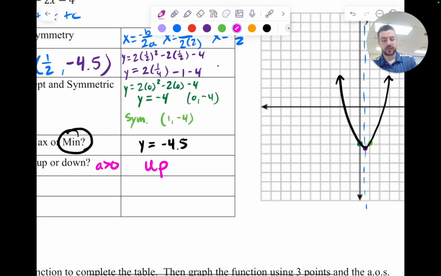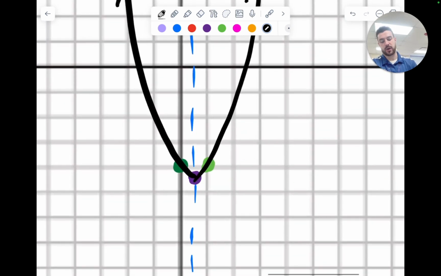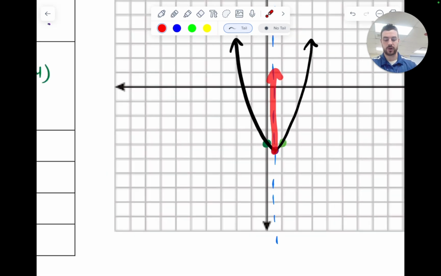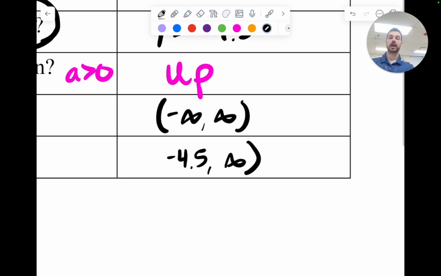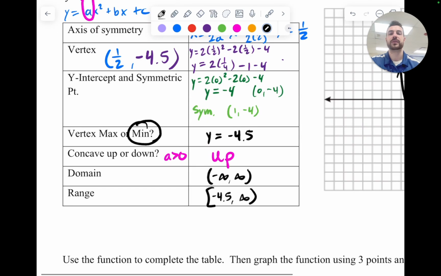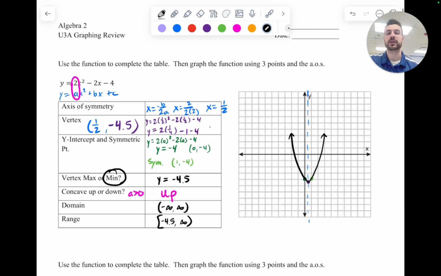Now, the domain of all quadratic functions is always going to be the same: negative infinity to infinity. And my range we just get from the graph: the lowest point all the way up because we've got arrows. So we are going to have negative 4.5 up to infinity. Since we can never include infinity, it gets a parenthesis, but we do have an actual output of negative 4.5, so we put a square bracket. And that is how we are going to graph in standard form.